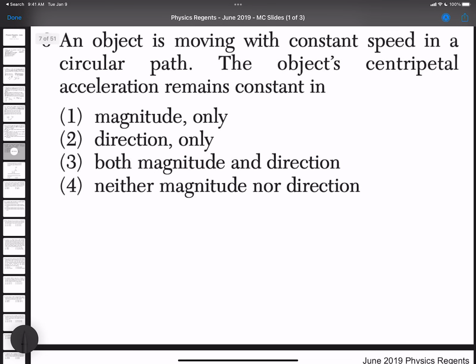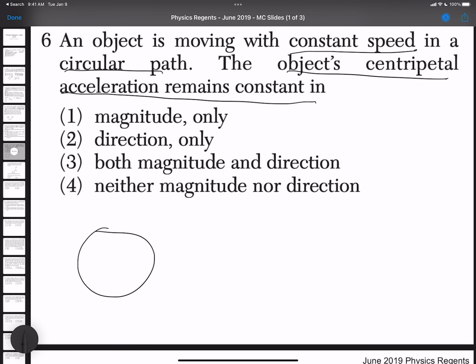All right, question 6. An object is moving with constant speed in a circular path. The object's centripetal acceleration remains constant in. So let's draw a picture. Here's our object traveling in a circle. The centripetal acceleration points towards the center of the circle, which means when that object has changed its position, the direction of the centripetal acceleration has changed. It's still pointing towards the center, but that center is no longer in the same direction.